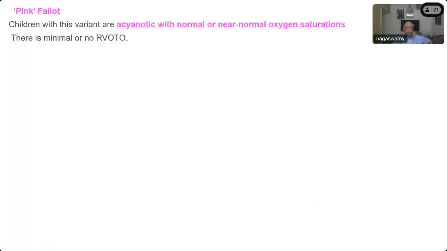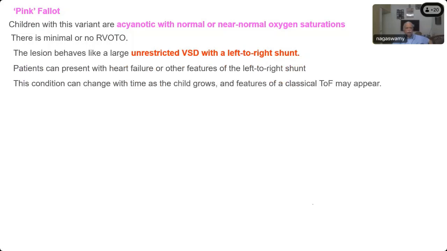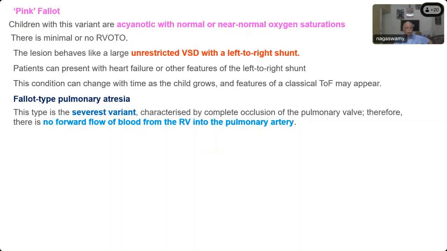So it is acyanotic with near normal oxygen saturation, and there is minimal outflow obstruction. It behaves like an unrestricted VSD with a left to right shunt rather than right to left shunt. In these patients, even if you don't correct the defect, they go into heart failure because of the increased pulmonary congestion and blood flow.